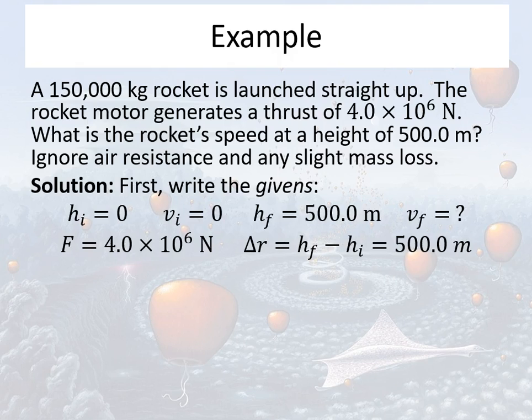So we're going to write our givens. Initial height and initial velocity are both 0. Final height's 500 meters. We're trying to find the final speed. And the force acts over a certain distance, which we're going to call delta r. Sometimes you'll see the distance called d. I'm going to call it delta r here. Either way is really fine as long as you know what you're talking about. But that delta r is actually 500 meters, the change in the height, or in other words, calling the initial height 0, final height 500 meters.